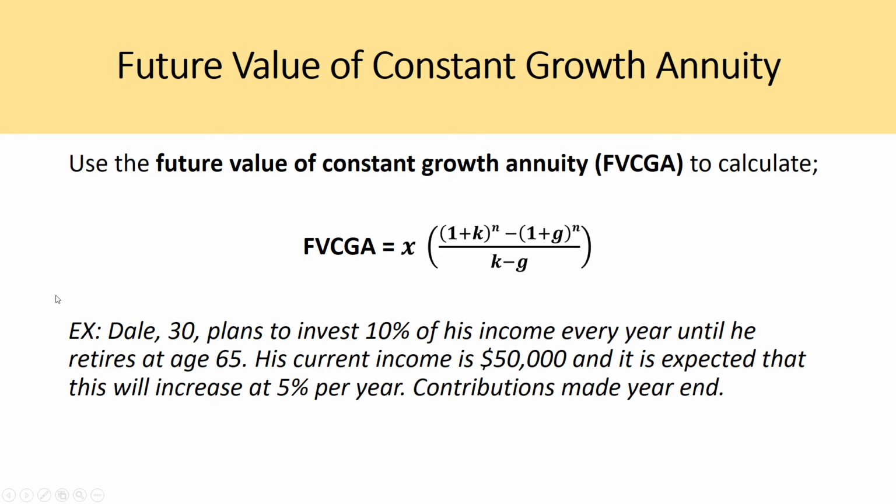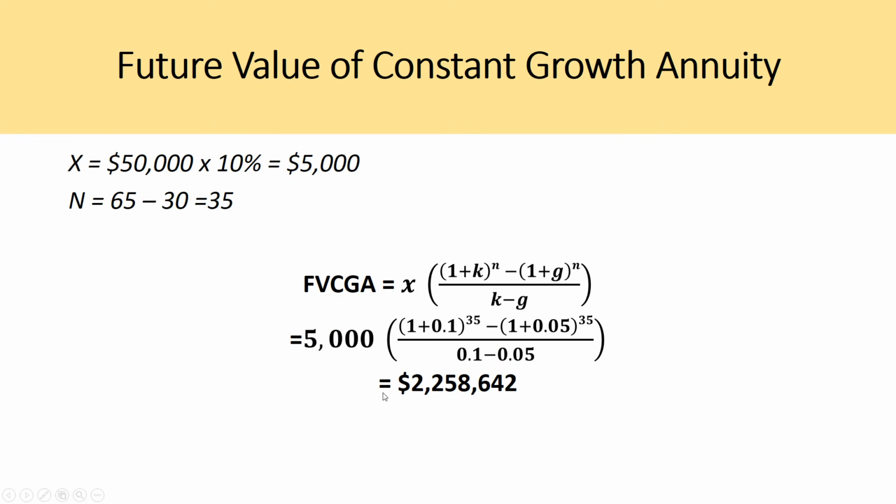Okay? So say, for example, Dale, who's 30 years old, plans to invest 10% of his income every year until he retires at the age of 65. His current income is $50,000, and it is expected that this will increase at 5% a year. Contributions are made at the end of the year. Okay? So in this case, he makes $50,000. 10% of $50,000 is $5,000. He plans to invest this amount, these $5,000, for 35 years.